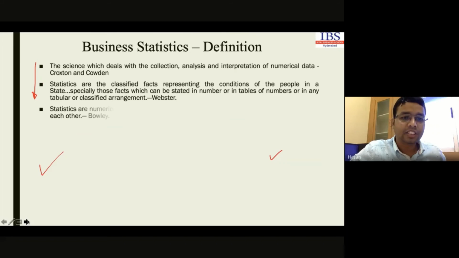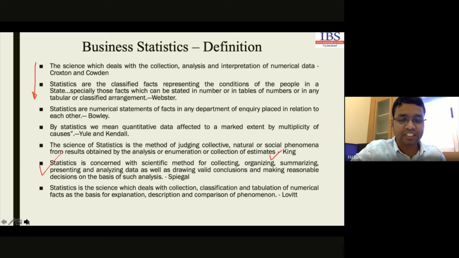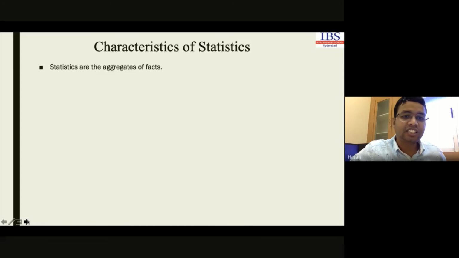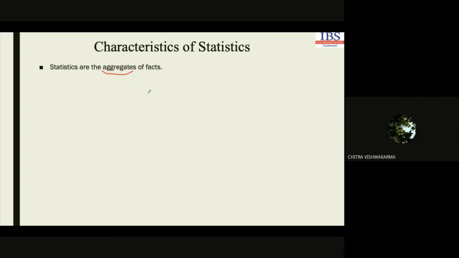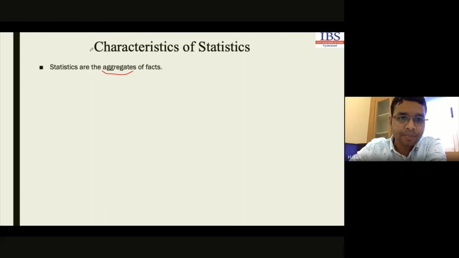So after that, we are moving towards the basic things of statistics. Very first one is the characteristics. The first characteristic is aggregated facts. We are talking about business. Do you have any idea what is the meaning of aggregates here? Anyone? Yes, total. It's the total sum of facts, aggregate of facts. Very good. So aggregates means total sum. So here statistics is the aggregates of facts.